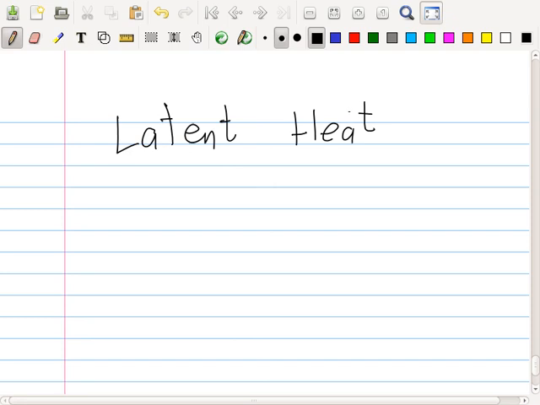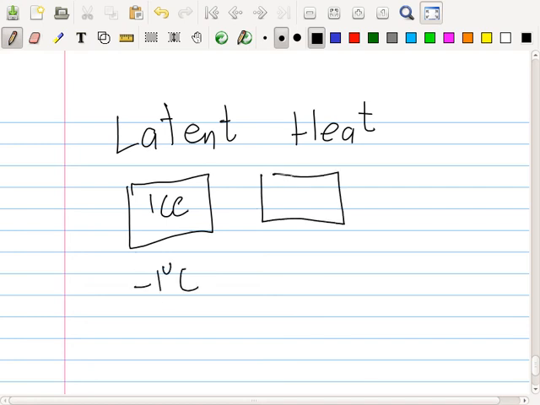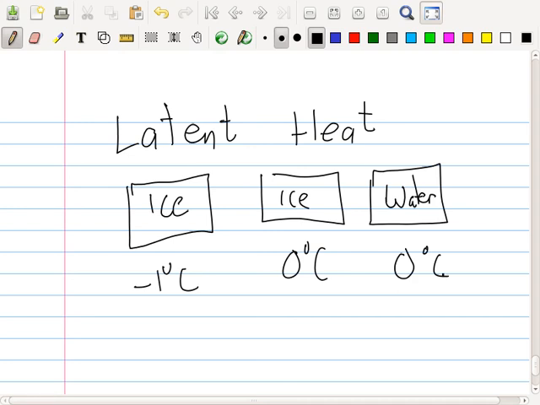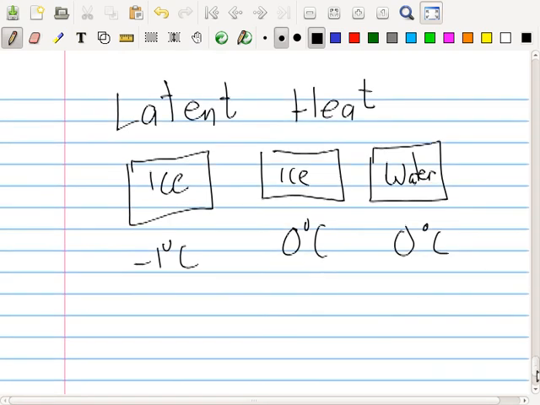Now, latent heat. Let me explain this. Look carefully, please. Here is ice. Yes? Temperature -1 Celsius. Here is ice. Temperature 0 Celsius. Here is ice. Or maybe I'll say water now. Temperature 0 Celsius, roughly. This is my idea, okay?